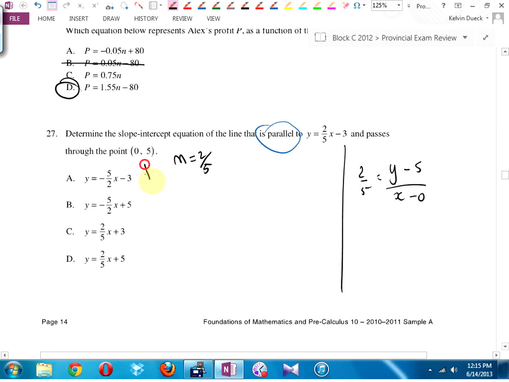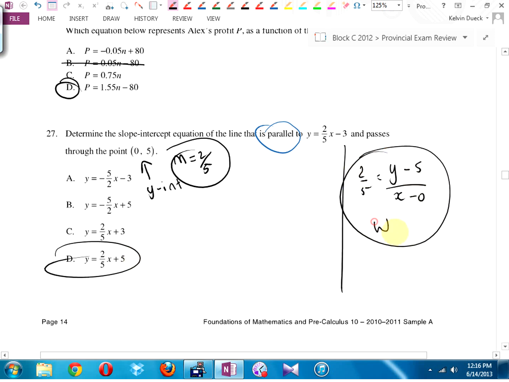But I'm telling you, this is a y-intercept. And I'm telling you, I know the slope. Which of those 4 equations has a y-intercept of positive 5 and a slope of 2 over 5? As a shortcut, you could get there quicker. This will still get you there as well. This works.